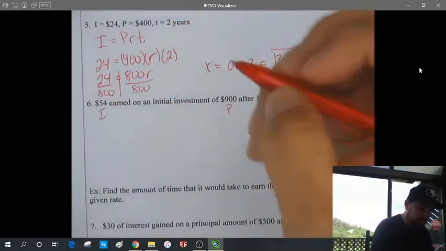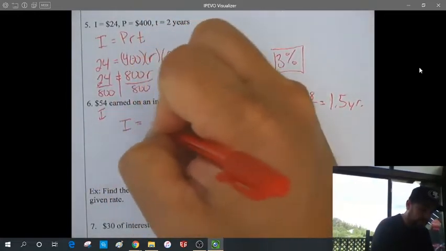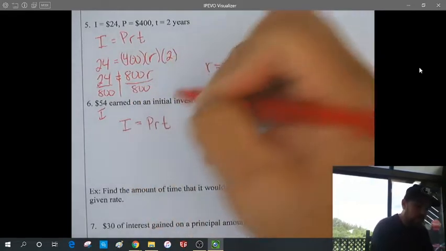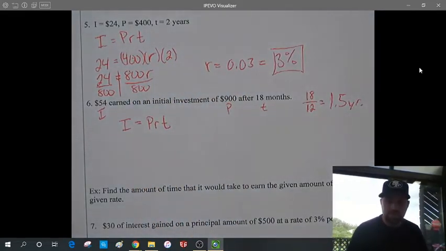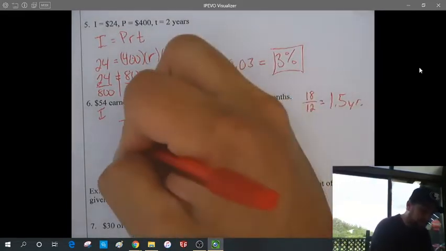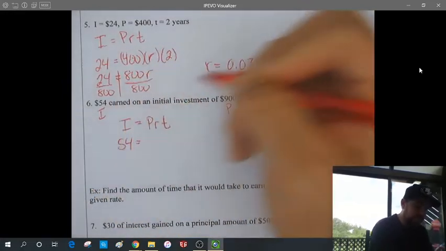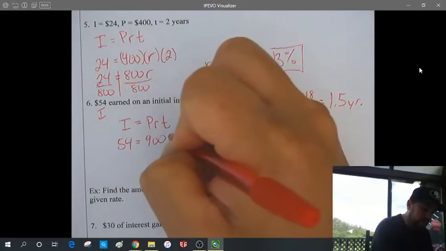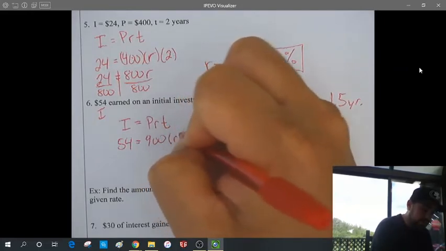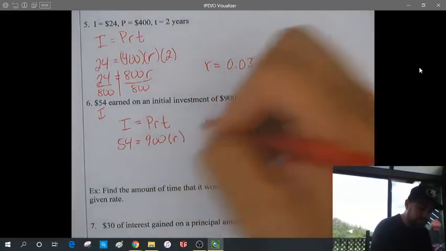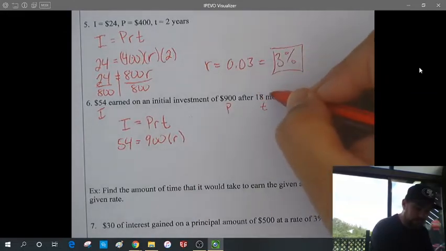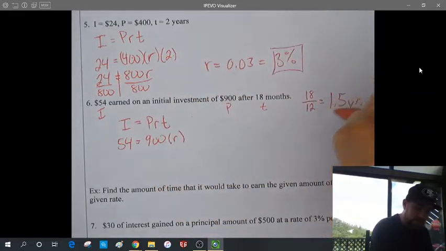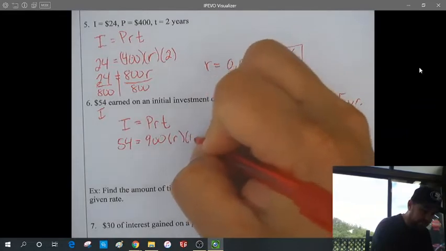So again, if I start with the formula of interest is equal to principal times rate times time. This time I know $54 is my interest. My principal amount was $900 times the rate, which I don't know, and then 18 months, but I'm going to use 1.5 for the number of years.